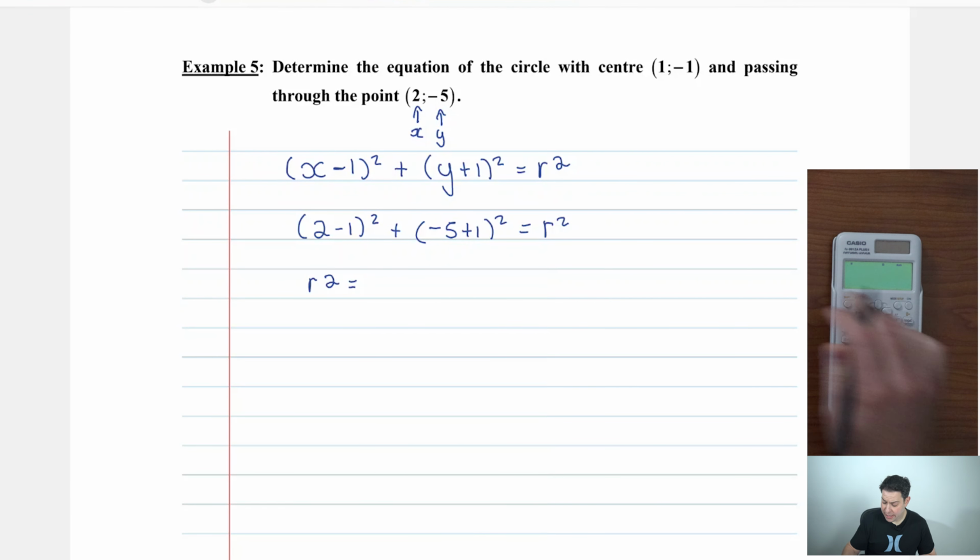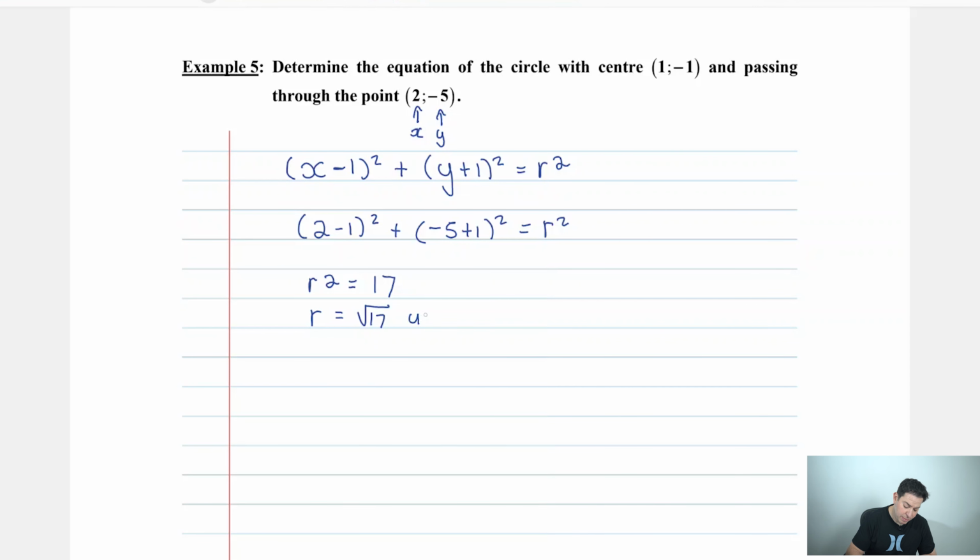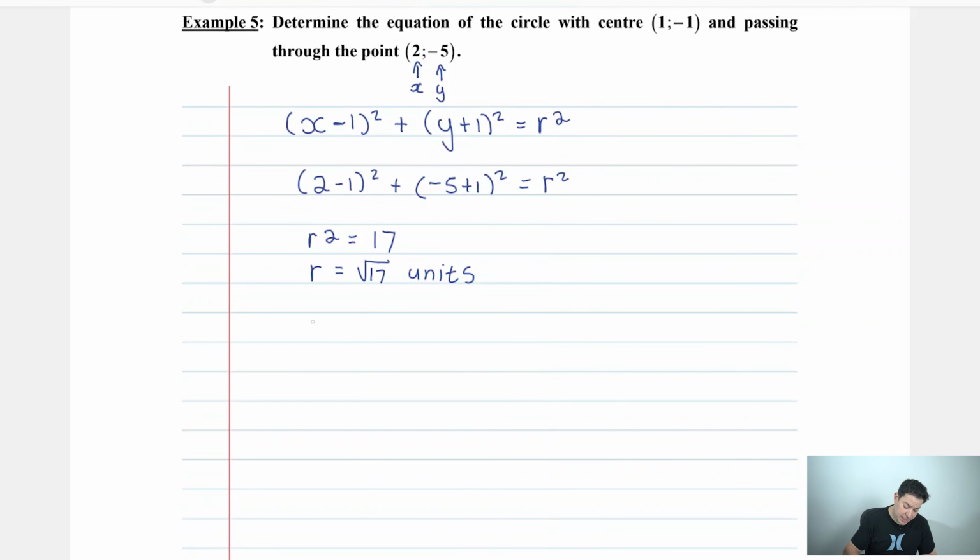We're going to have r squared is equal to open bracket 2 minus 1 all squared plus open bracket minus 5 plus 1 all squared, and it gives us r squared equals 17. And then on our calculator, we just press the square root button for answer, and that gives us r equals the square root of 17, and it's a radius. So we would normally write units, but we haven't answered the question. It asks for the equation.